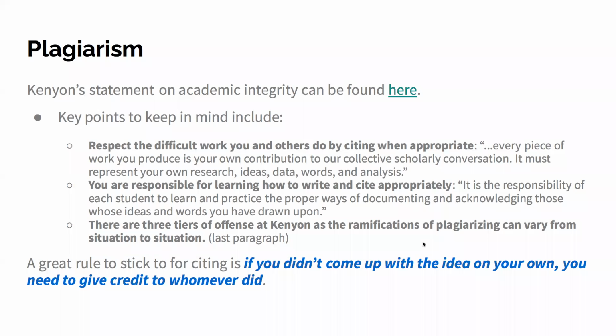Kenyon's statement on academic integrity can be found in its entirety on our website, but a couple key points to keep in mind include respecting the difficult work you and others do by citing when appropriate, being responsible for learning how to write and cite appropriately, and acknowledging that there are 3 tiers of offense at Kenyon, as the ramifications of plagiarism can vary from situation to situation. A great rule to stick to for citing is if you didn't come up with the idea on your own, you need to give credit to whomever did.